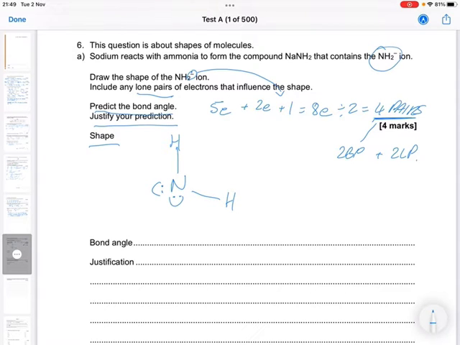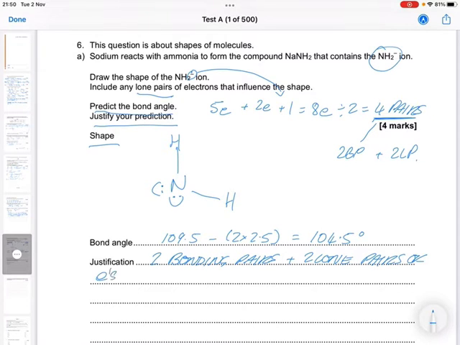And of course, the bond angle on tetrahedral is 109.5 minus 2 lots of 2.5, which equals a bond angle of 104.5 degrees. Okay, the justification here: there are 2 bonding pairs and 2 lone pairs of electrons that repel around the central atom.